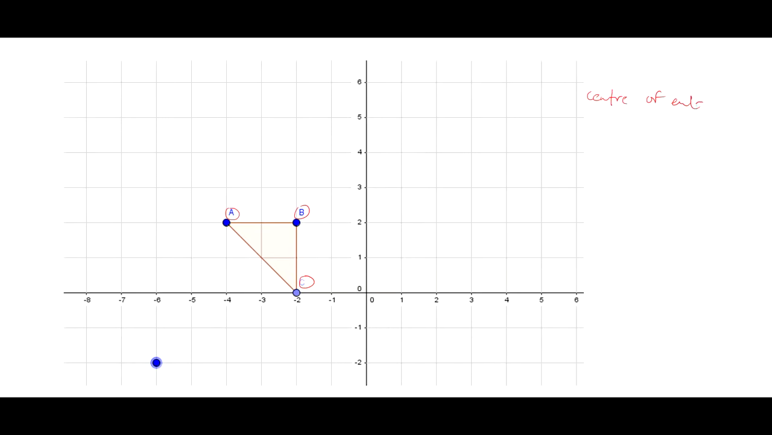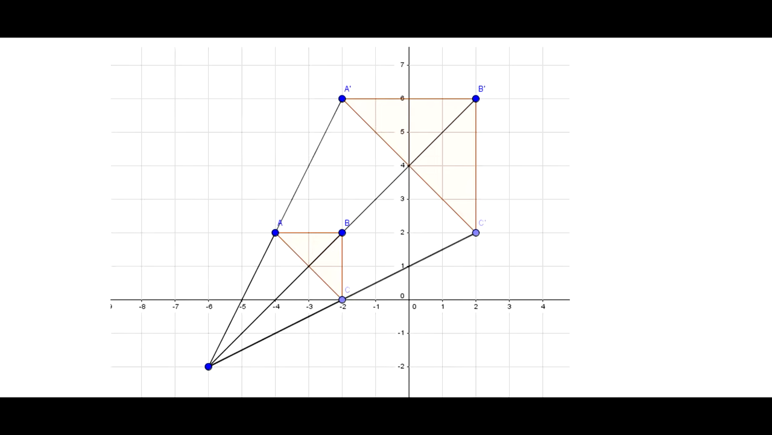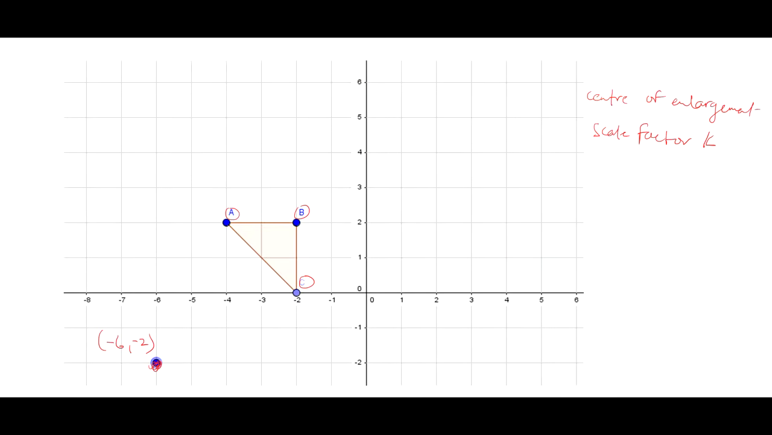of enlargement, and you also need to give what is called the scale factor K. Right, so in this case here, we're going to use this point here, which is (-6, -2), as the center of enlargement, and we are going to use a scale factor of 2. Right, so our scale factor K is equal to 2.